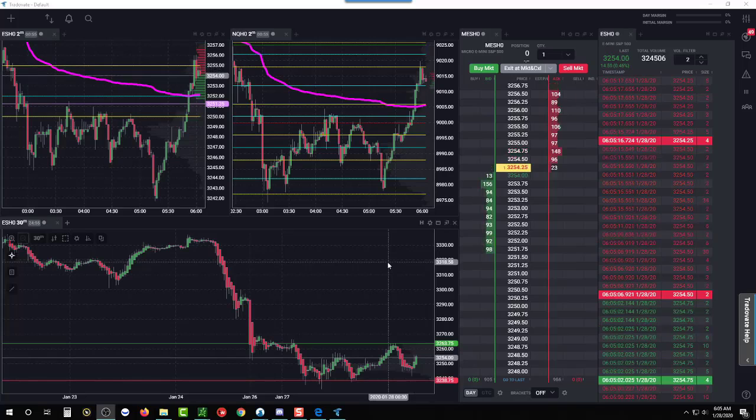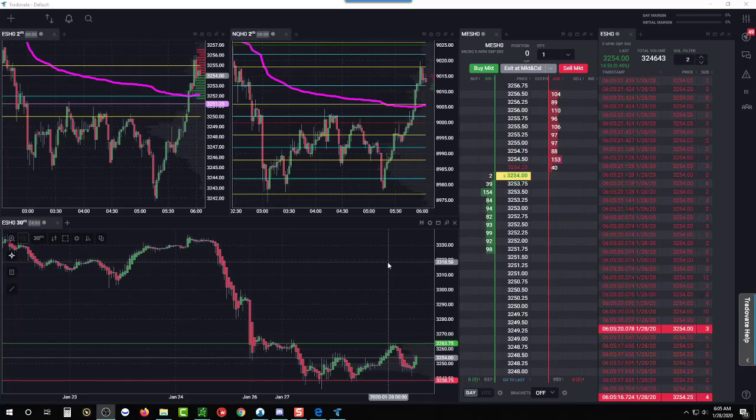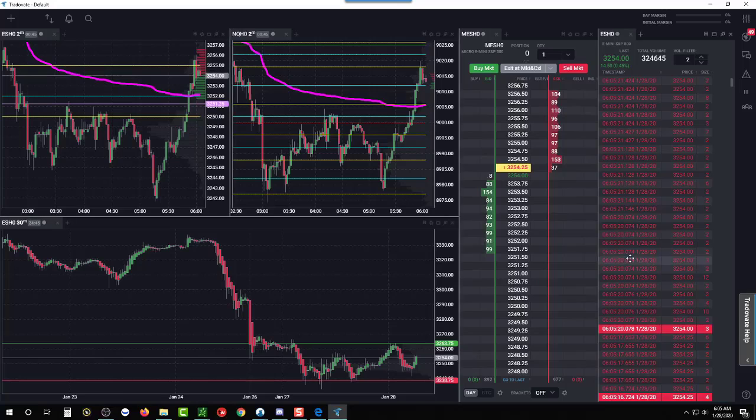This is my paper account, but I've got it set up exactly like my actual trading account. And you can see I kind of turned things around, made it more comfortable for how I trade and how I watch the market.